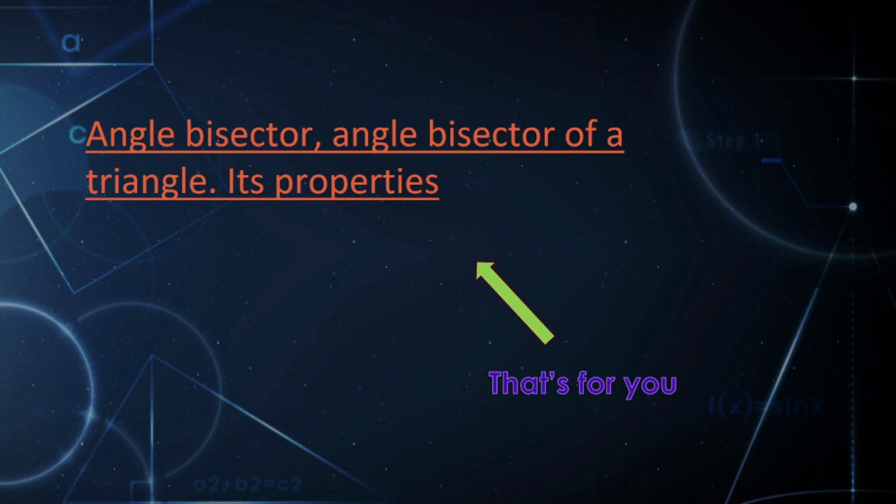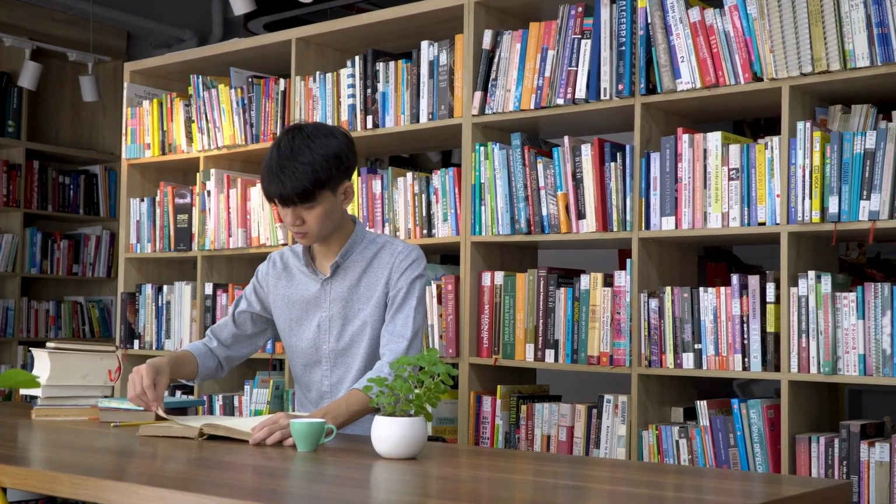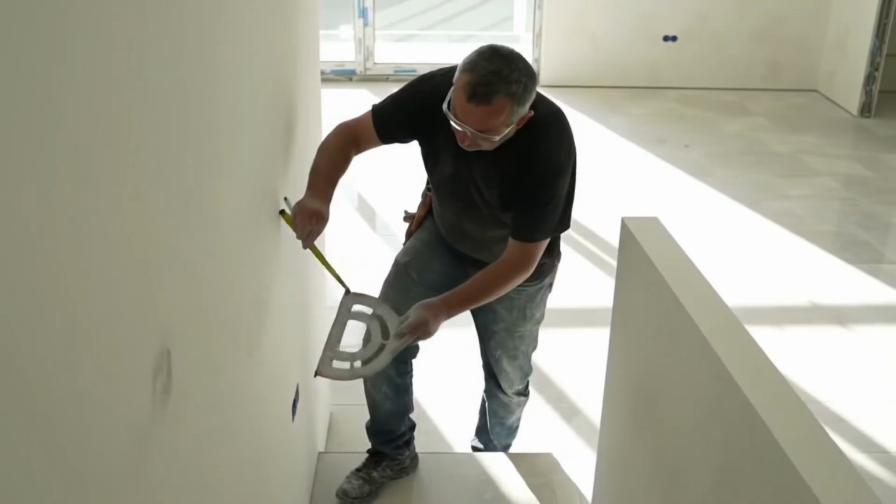Today I would like to give you a lesson on the topic angle bisector. Angle bisector of a triangle, its properties. We can find bisectors not only in geometry textbooks. Here are some examples from life.